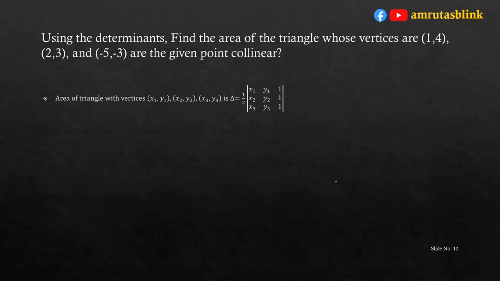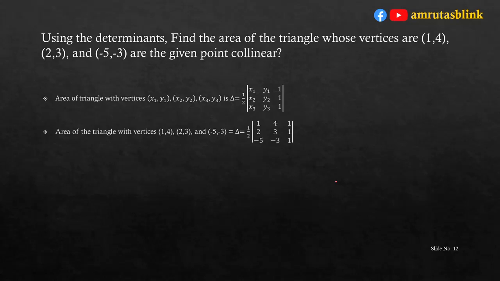We know that the area of a triangle with vertices x1, y1, x2, y2, x3, y3 is delta equal to 1 by 2 into bracket determinant x1, y1, 1, x2, y2, 1 and x3, y3, 1. So, we will put the given values into the expression: area of the given triangle delta is equal to 1 by 2 into bracket determinant 1, 4, 1, 2, 3, 1 and minus 5, minus 3, 1.